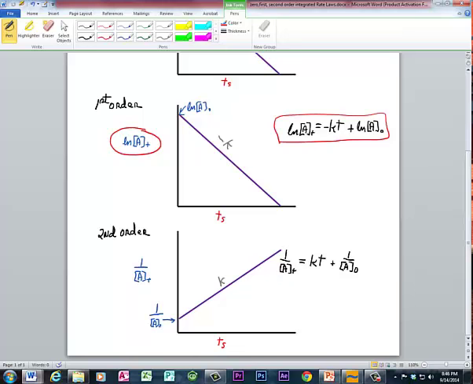The integrated rate law for a second order reaction is 1 over A at time t equals k, a positive k, times t plus 1 over A naught. Now this is a second order reaction.